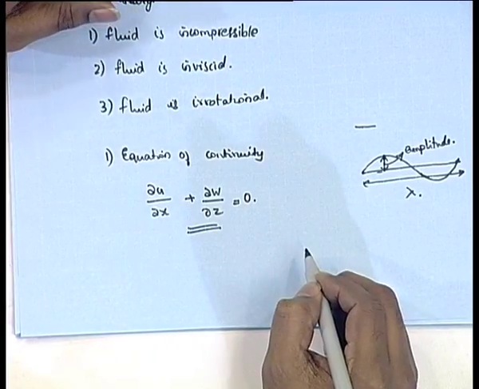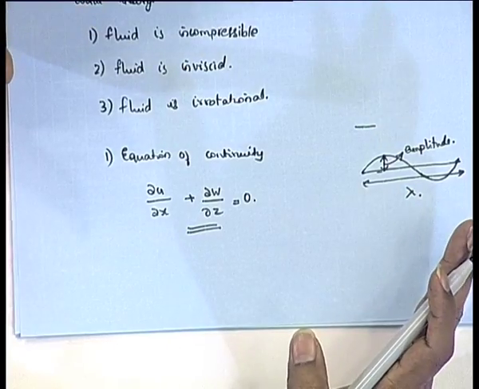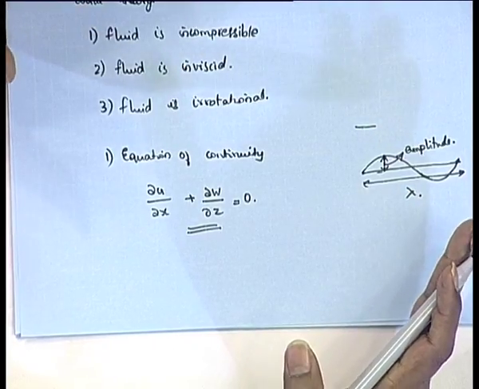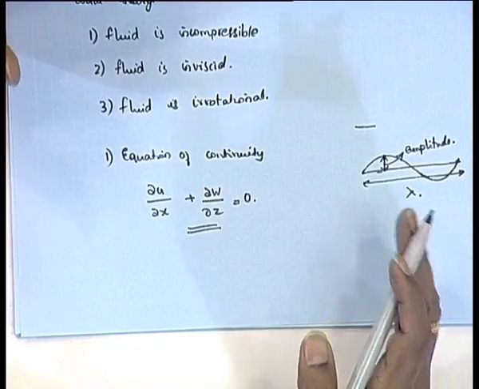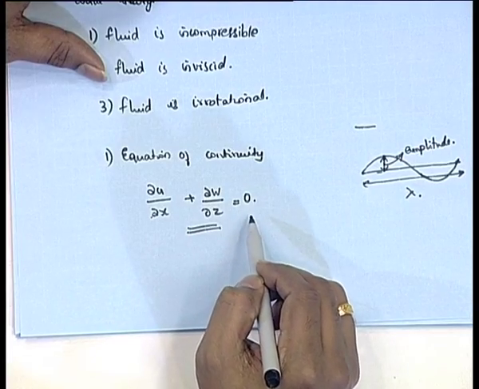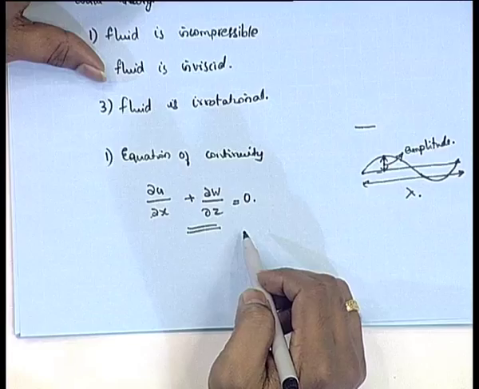This equation is basically a restatement of the basic principle of mass conservation. A mass is never destroyed as such. Water as it is always remains as water. It is not going anywhere. Whatever mass of water is there before is there after also. So, this concept comes as dou u by dou x plus dou w by dou z equal to 0, the continuity equation. We are not going into any derivation.